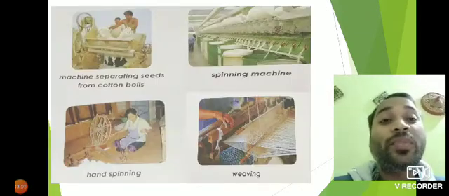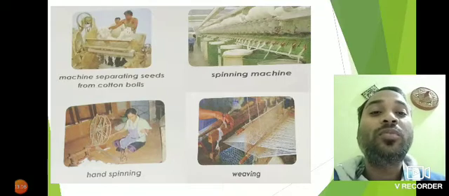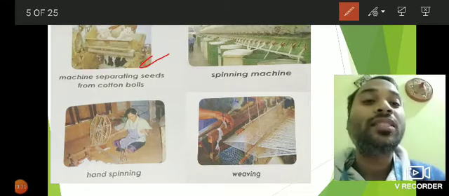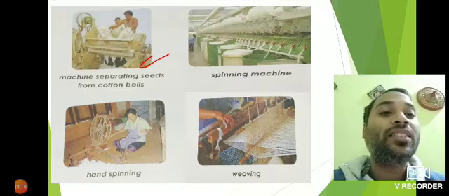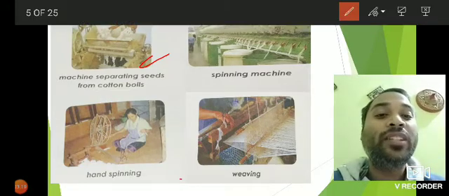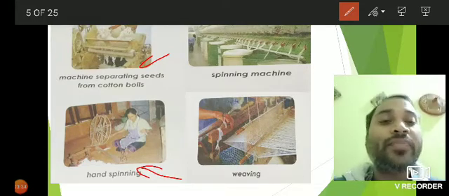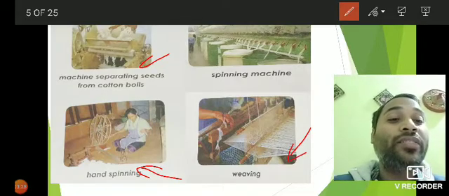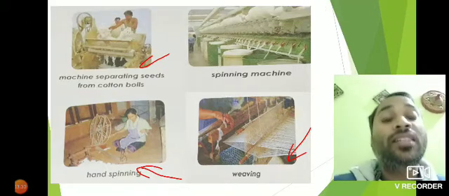So here are some of the pictures. Now the first process is what? Separating seeds from the cotton balls. Which process is this? This is ginning. And then spinning, which is done here with the help of machines, as you can see, and it can also be done manually with the hands, and this is called hand spinning. Then this is the process of weaving. Here two sets of yarns are interlaced together. So this is how we obtain the cotton fabric.